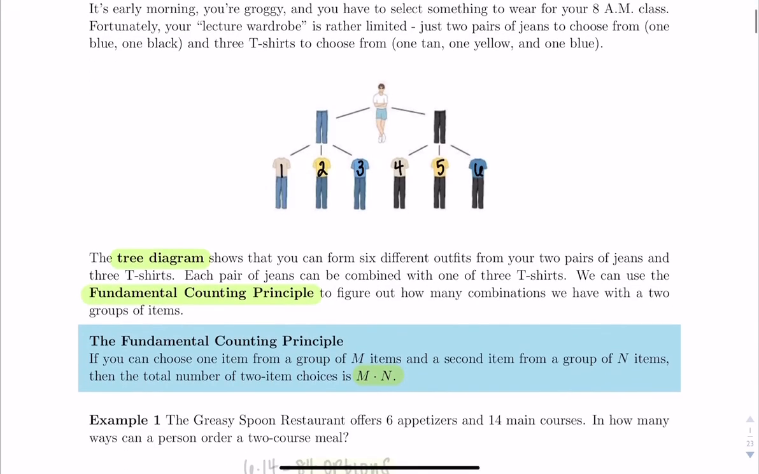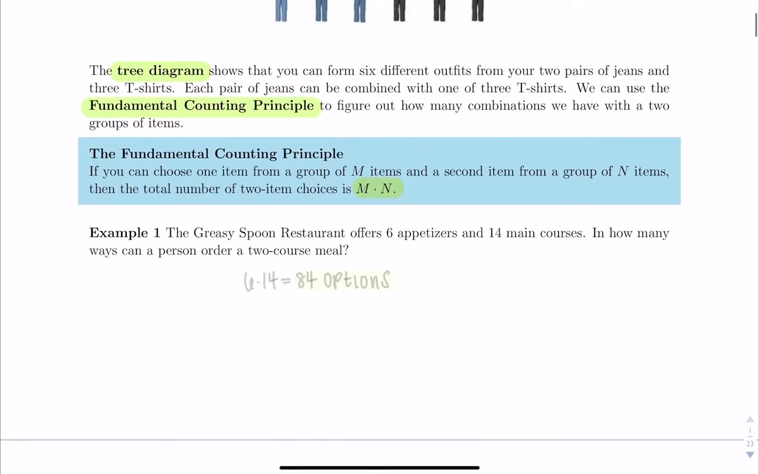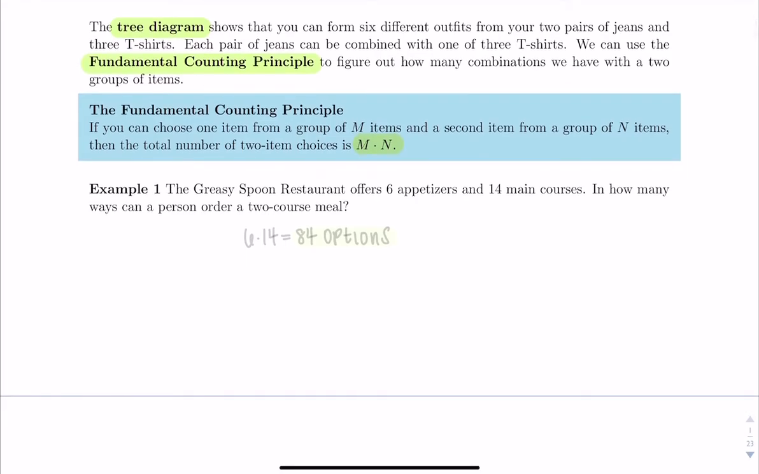So the Greasy Spoon restaurant offers 6 appetizers and 14 main courses. And how many ways can a person order a 2-course meal? So we're picking 1 appetizer and 1 main course. And so using that fundamental counting principle, all we do is we multiply the choices together. So 6 times 14, and that gives me 84 options for a 2-course meal.